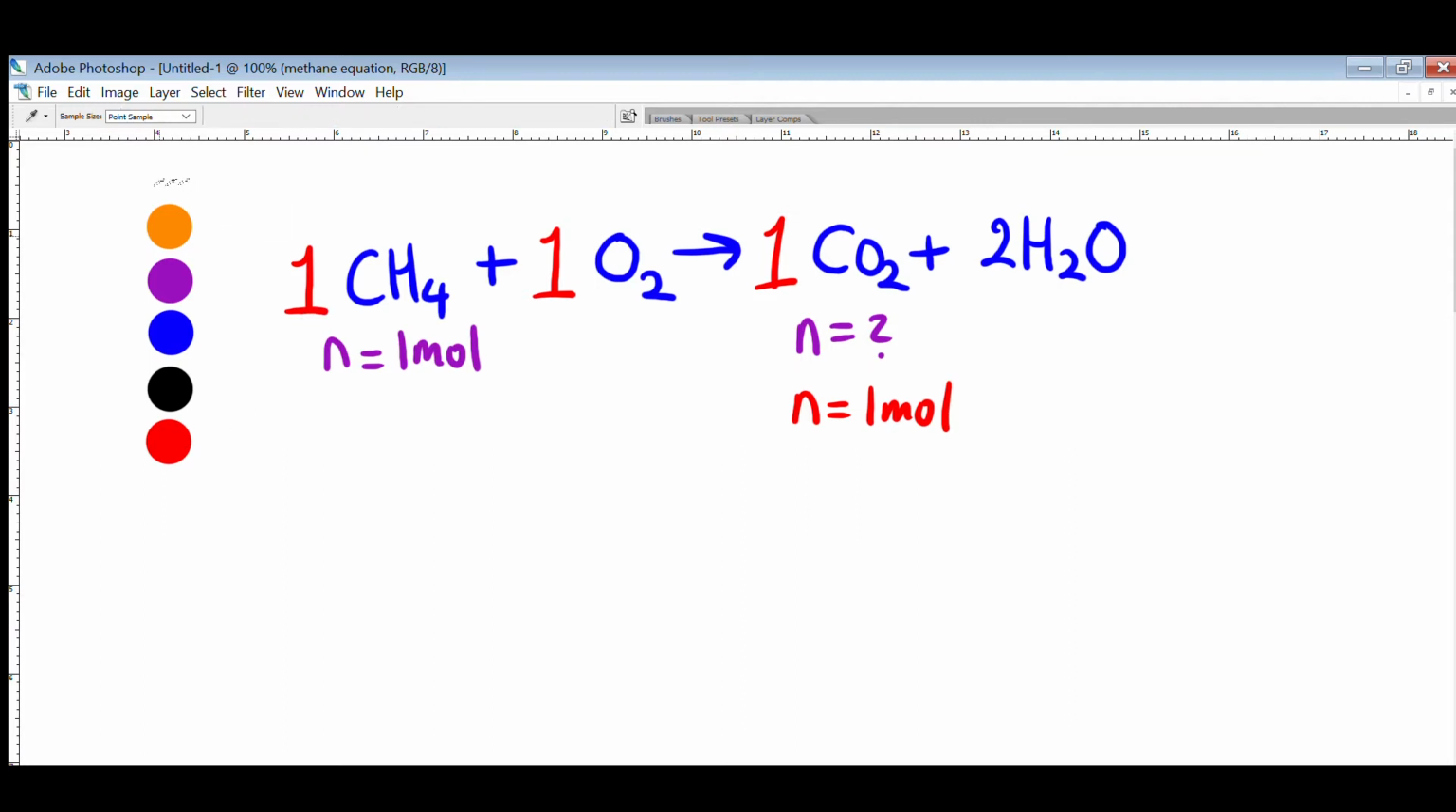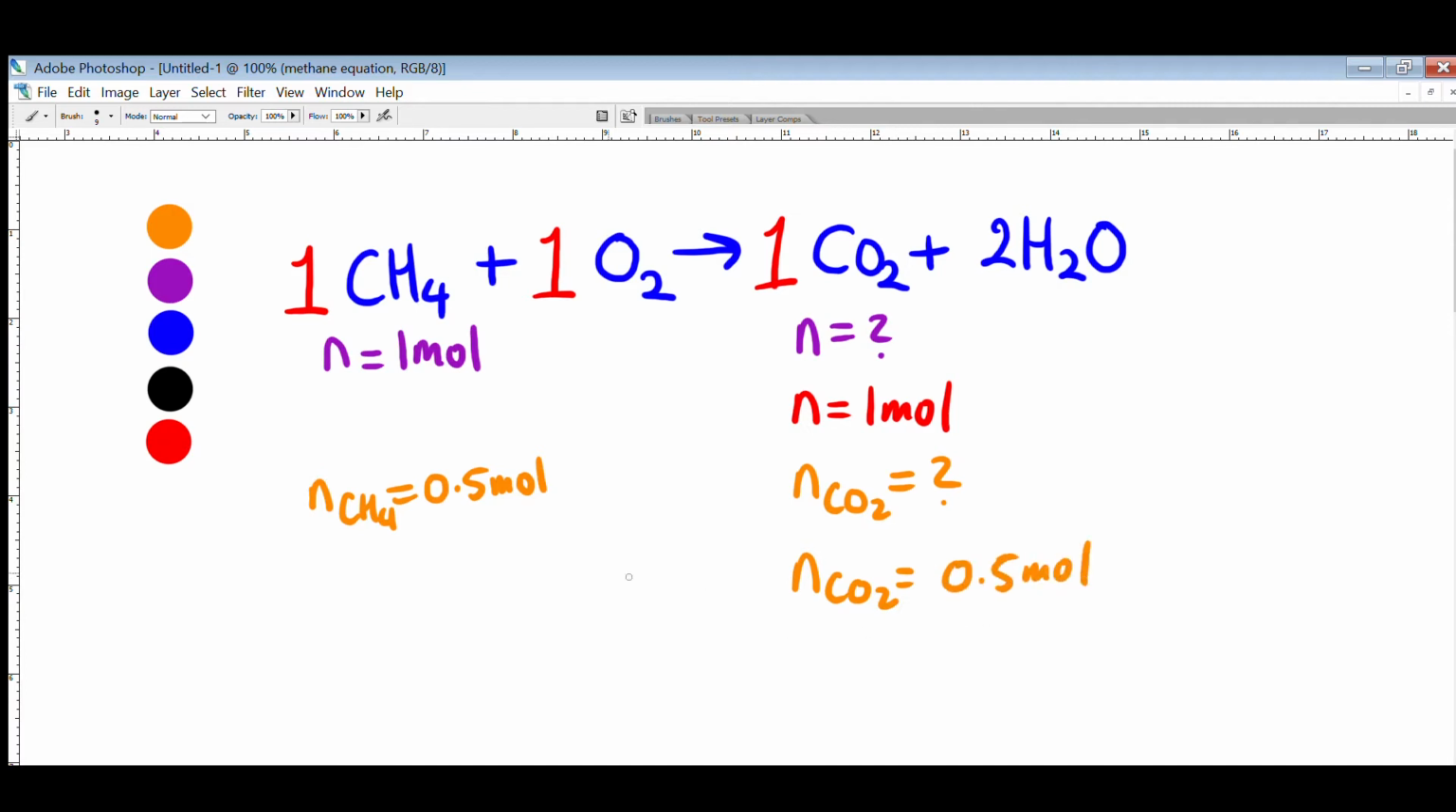This time I'm going to write it in orange just to differentiate it. So here, let's just say we get given 0.5 moles of methane, and we want to find the number of moles of carbon dioxide produced. So what does that give us? So for every 1 CH4 we get 1 CO2 according to the stoichiometric ratio. So therefore, for every 0.5 moles we react, we're going to get 0.5 moles of CO2 produced because it's a 1-to-1 ratio.